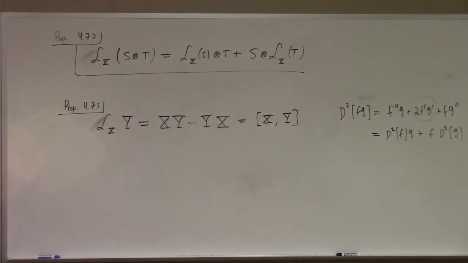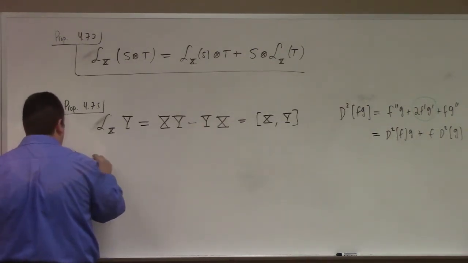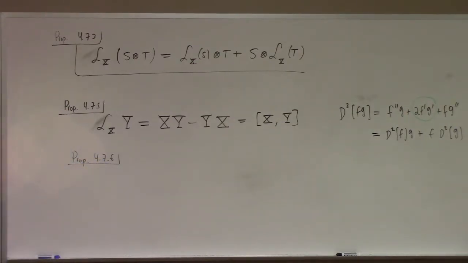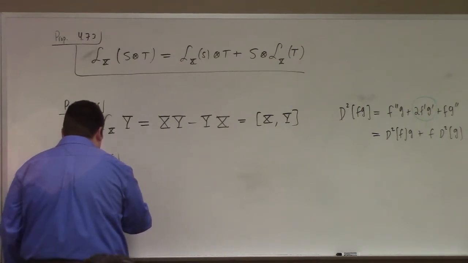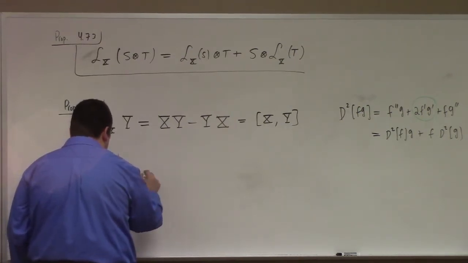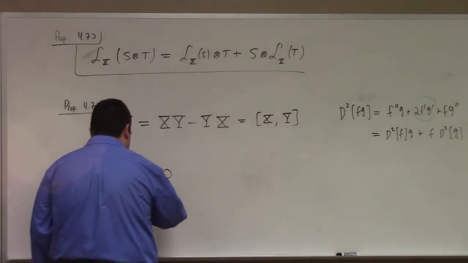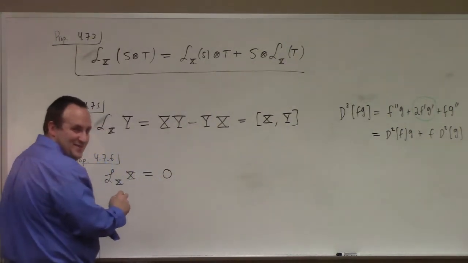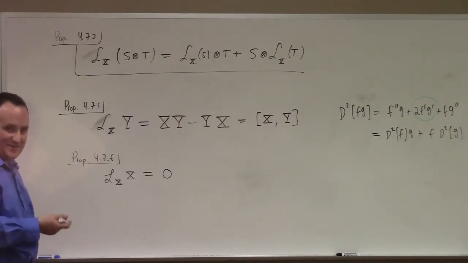There are other properties. Proposition 4.7.6 gives you a few fun facts here that are almost immediate from the above formula. The Lie derivative of x with x is what? What's the change in the vector field along itself? It's 0. Yeah, 0, right. You might guess 0 or 1, but 0 is still a vector field, so 1 is not, so your choice is clear.